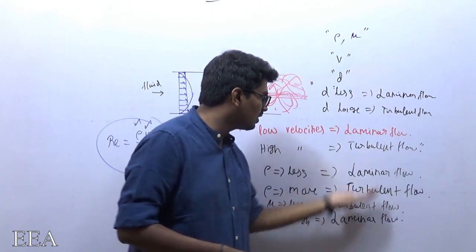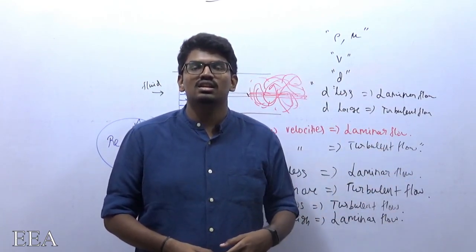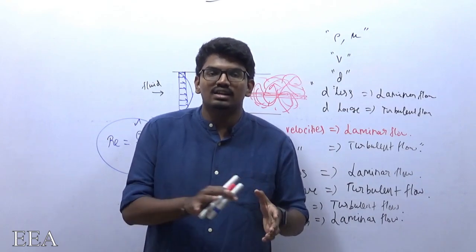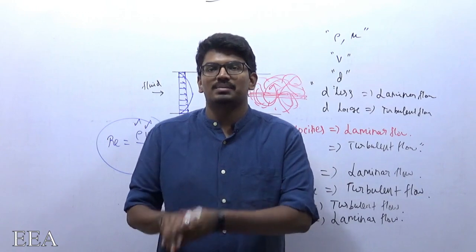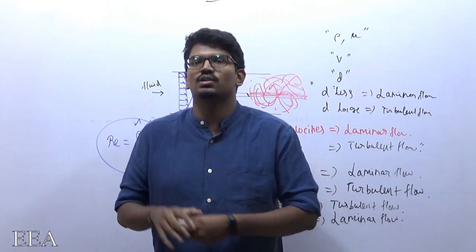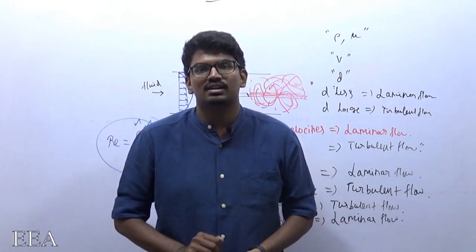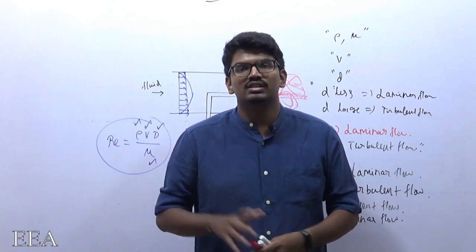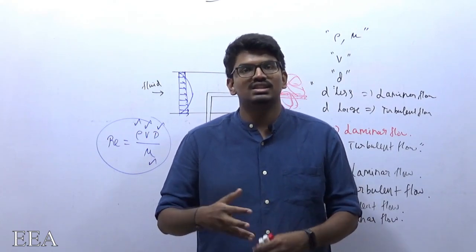For instance, by keeping all others constant, he varied velocity. By keeping all others constant, he varied viscosity, and then he determined how the flow transitions from laminar to turbulent. Then he framed an equation, and then he framed a number called the Reynolds number, which is going to decide whether the flow is laminar or turbulent. So in the next video, we will see what is meant by the Reynolds number, and we will see the significance of Reynolds.